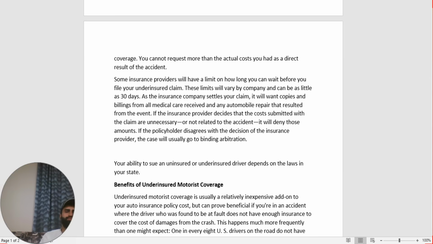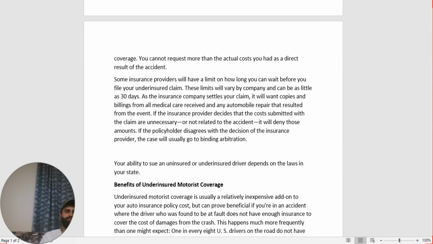If the insurance provider decides that the costs submitted with the claim are unnecessary or not related to the accident, it will deny those amounts. If the policyholder disagrees with the decision of the insurance provider, the case will usually go to binding arbitration. Your ability to sue the uninsured or underinsured driver depends on the law in your state.